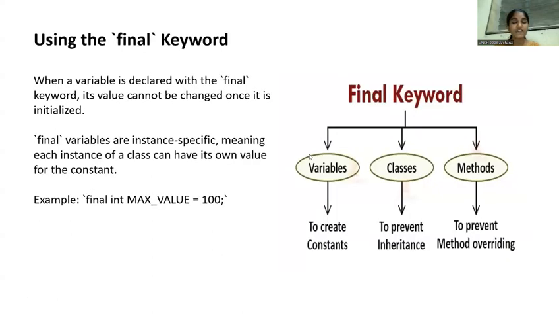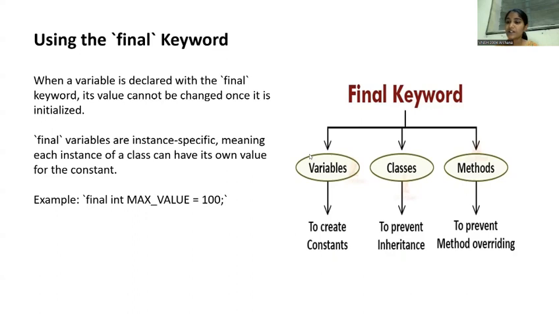And next, using the final keyword. When a variable is declared with the final keyword, its value cannot be changed. As I mentioned before, the value will not be changed. If we want to change it in the program, then we have to remove the final keyword. Otherwise, we get an error. So final variables are instance specific, meaning each instance of a class can have its own value for the constant. So here is an example, final int maximum value equal to 100. So that 100 will be fixed for the program.